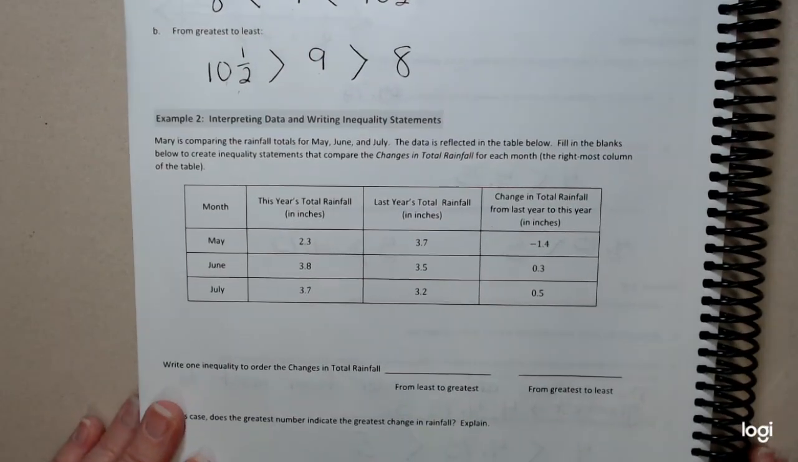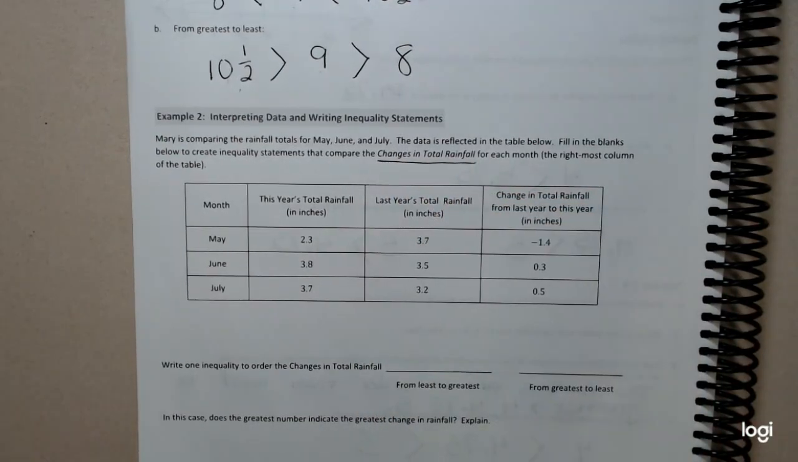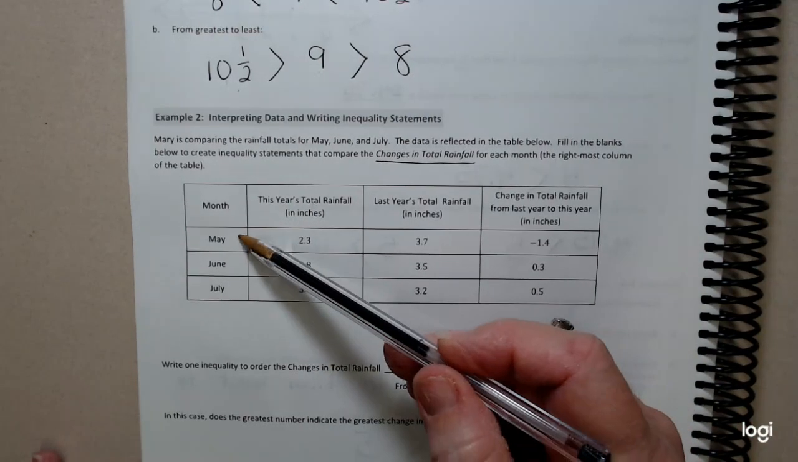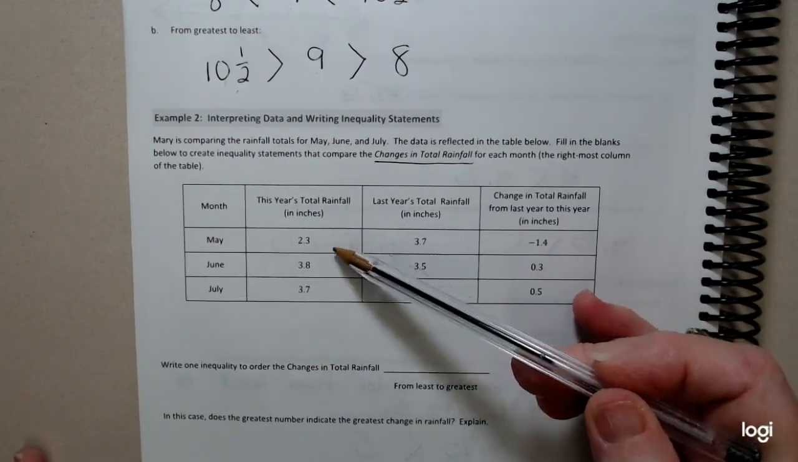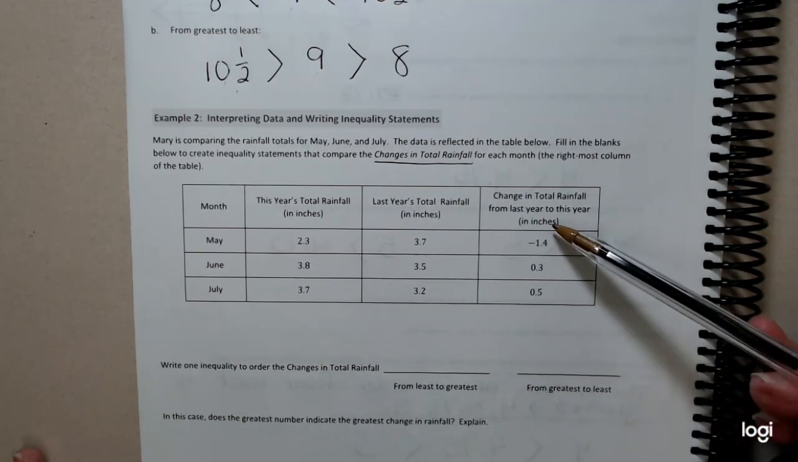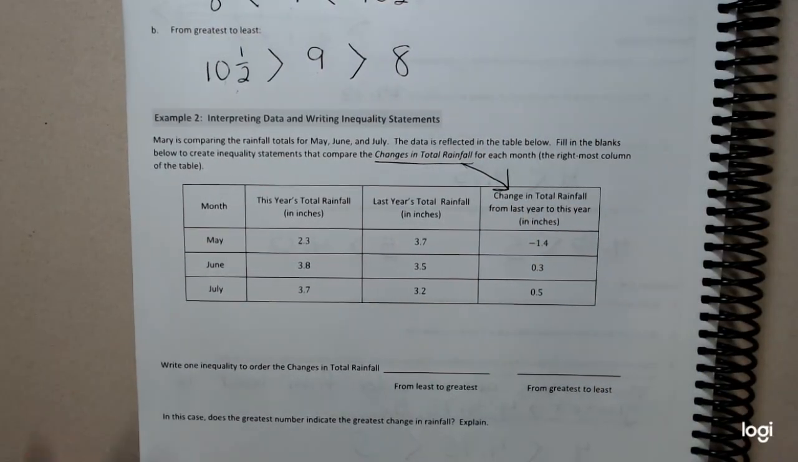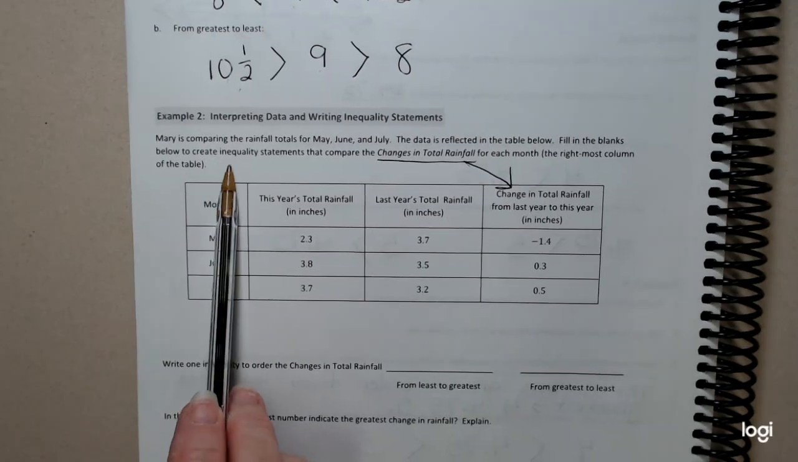Example number 2 says, Mary is comparing the rainfall totals for May, June, and July. The data is reflected in the table below. Fill in the blanks below to create inequality statements that compare the changes in total rainfall for each month, the rightmost column of the table. All right, let's see. We have the months May, June, and July. This year's total rainfall, last year's total rainfall, and the change in total rainfall from last year to this year. So this is the column they're wanting me to look at. And the directions ask me to fill in the blanks below to create inequality statements.